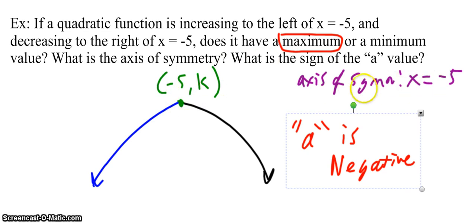The axis of symmetry is always x equals the h-coordinate of the vertex, which I know is -5. So that's how I know my axis of symmetry. And since the parabola opens down, I know that a is negative.